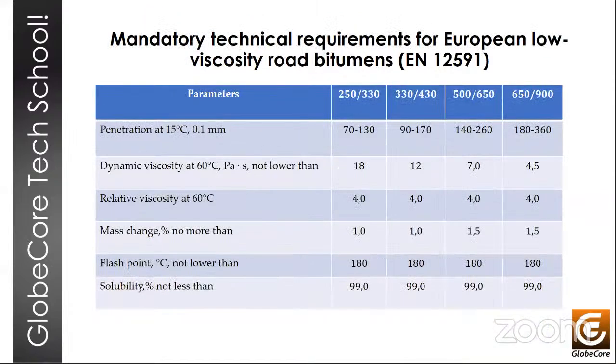Next slide, please. In the case of low viscosity bitumen, the requirements are simplified and reduced in volume. The leading indicator of the consistency of low viscosity bitumen is penetration, the same as viscous bitumen. Within its limits from 250 by 0.1 millimeter to 900 by 0.1 millimeter, there are 4 grades of bitumen that are classified here. 250 by 330, 330 by 430, 500 by 650, and 650 by 900. Next slide, please.